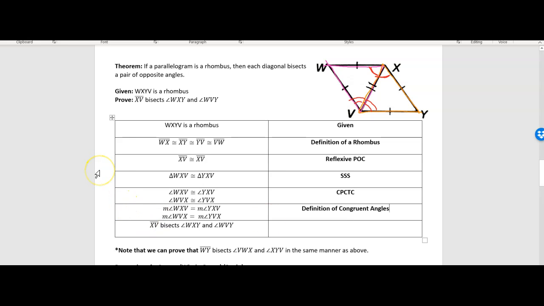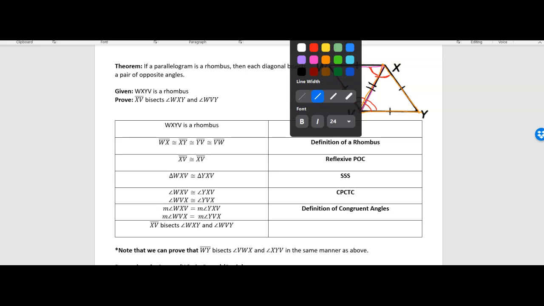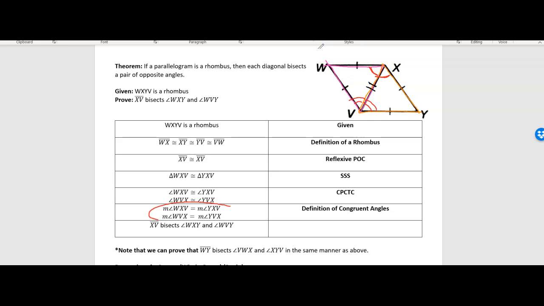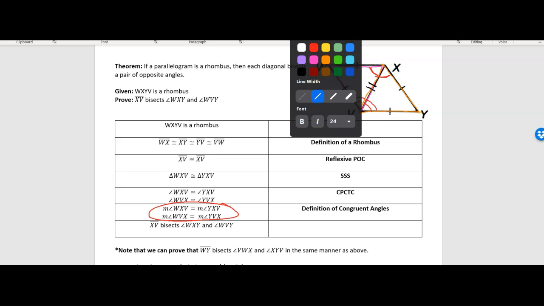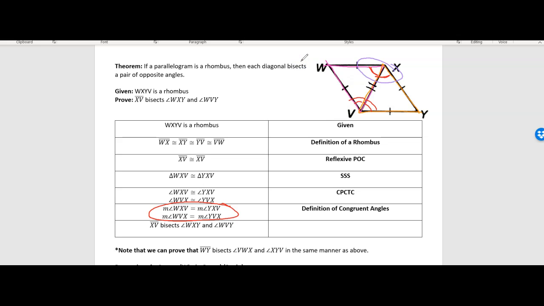And our last statement says that XV bisects WXY and WVY. So let's again try to figure out why we're allowed to jump there. And it has to do with what's going on right here. We are told that the measurement of WXV is equal to the measurement of YXV. Right, so these 2 angles up here, those 2 have the same measurement. Well, if they have the same measurement, that angle is being bisected.